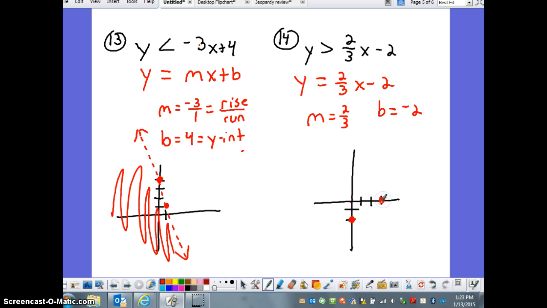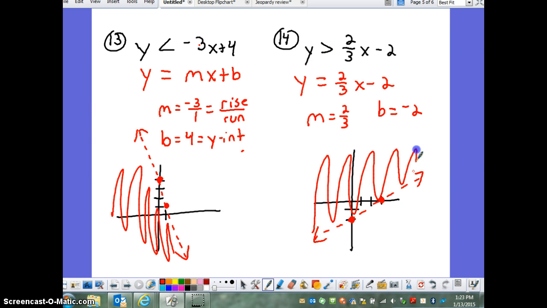That's my second point. This one is also going to be a dotted line because it is greater than, there's not the equal to part below it. And then I have to decide where the shading is. Since it says greater than, it is going to be everything above that line.